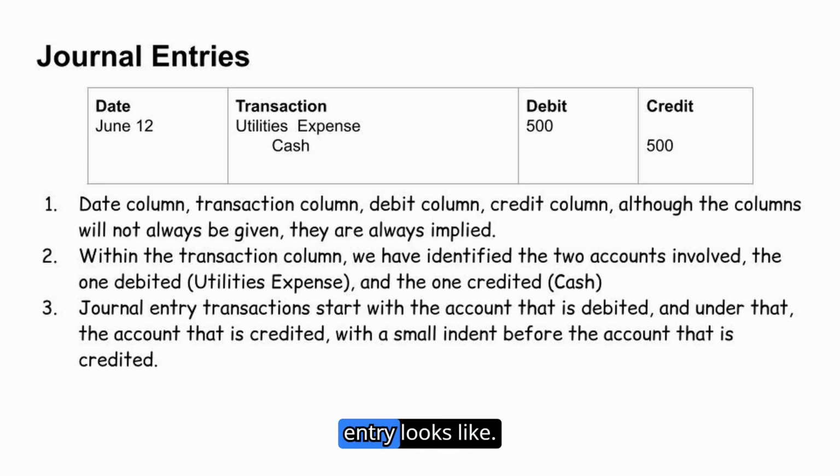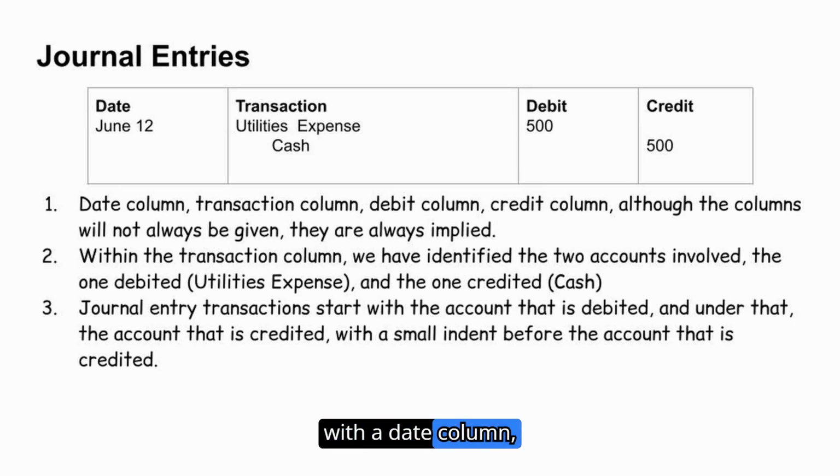So this is what a journal entry looks like. Typically, it's organized under a date column, a transaction column, a debit column, and a credit column, but sometimes there will be a post-reference column to cross-reference a transaction to the journal entry. But the majority of the time it'll be these 4 columns, and sometimes these columns won't always be written out, but they'll always be implied to be formatted this way.